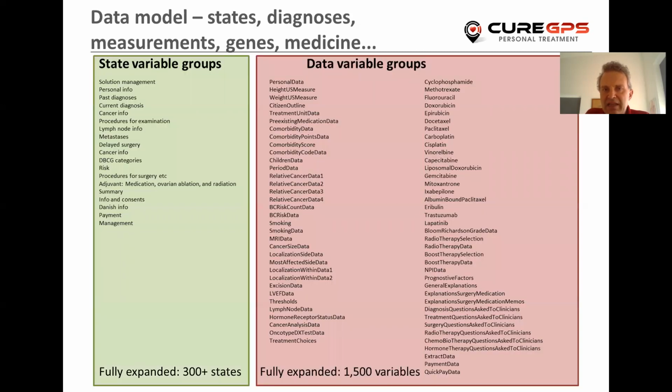And then the data elements in groups as well. There are more than 300 state variables, for instance, but they are grouped like the set of groups you see to the left here. And all the other data is grouped like you see to the right here in the red part. So there are more than 300 state variables in those groups, and there are more than 1,500 variables in those red groups.